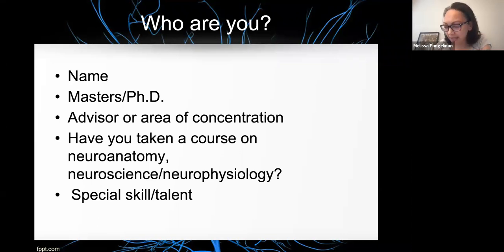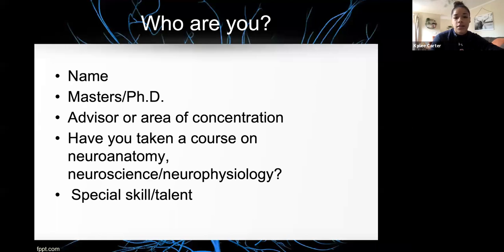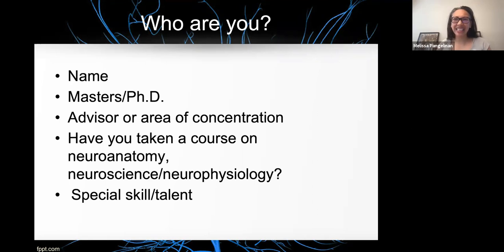So Kylie, since I'm already calling you out, let's do you. So my name is Kylie, and I'm also a master's student. My area of concentration is biomechanics, and I have not taken any neuro courses, but I have taken your motor development class, and we talked about brain areas and stuff. And then my skill or talent, I guess, would be I'm a javelin thrower for the track and field team here. So... Perfect. Malaya.